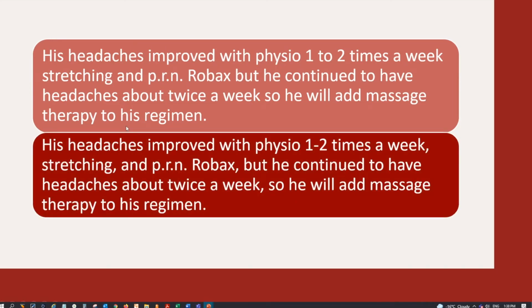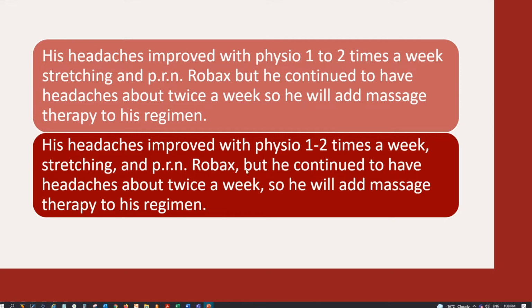Okay, so we've got an independent clause here. His headaches improved with physio 1 to 2 times a week. 1 to 2, we use the hyphen because we don't have any of those range rule exceptions. Okay, and then we've added a list here, stretching and PRN rollbacks. We don't have any added pieces of information in that list. It's just a simple series list.